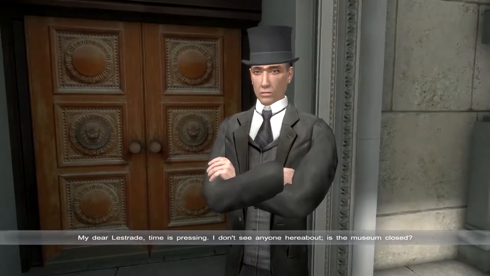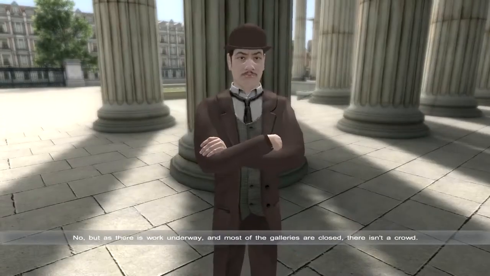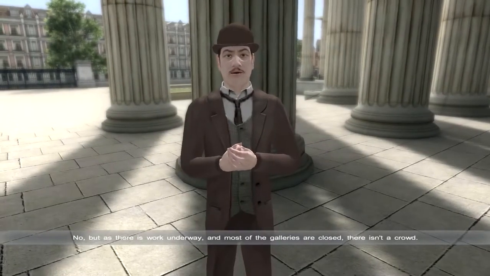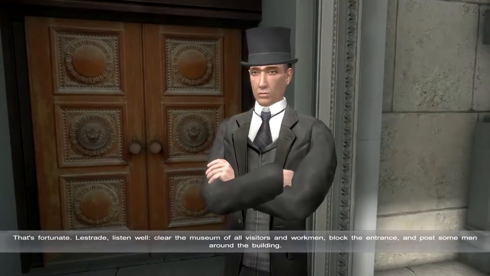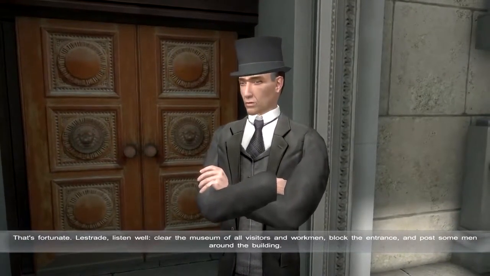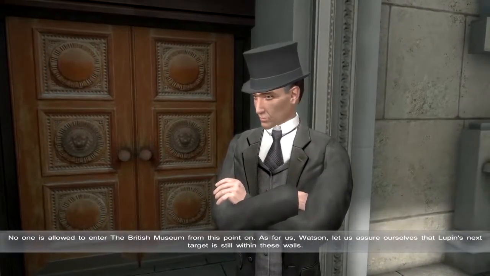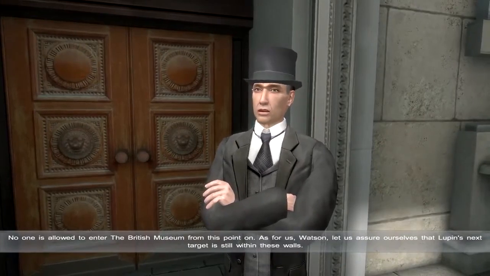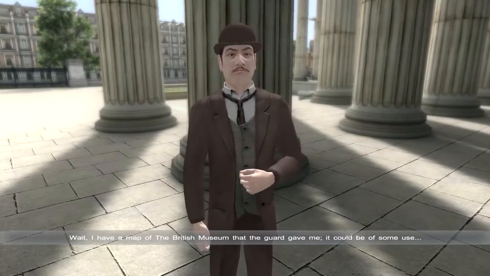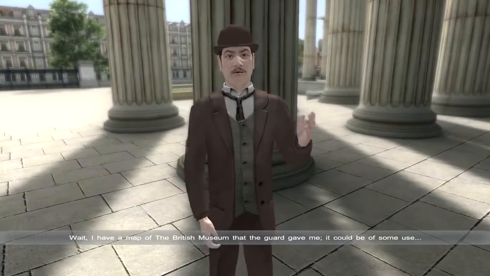My dear Lestrade, time is pressing. I don't see anyone here about. Is the museum closed? No, but as there is work underway, and most of the galleries are closed, there isn't a crowd. That's fortunate. Lestrade, listen well. Clear the museum of all visitors and workmen, block the entrance, and post some men around the building. No one is allowed to enter the British Museum from this point on. As for us, Watson, let us assure ourselves that Lupin's next target is still within these walls. Wait. I have a map of the British Museum that the guard gave me. It could be of some use.